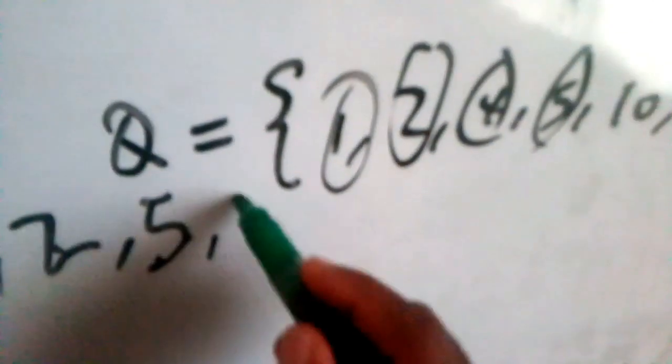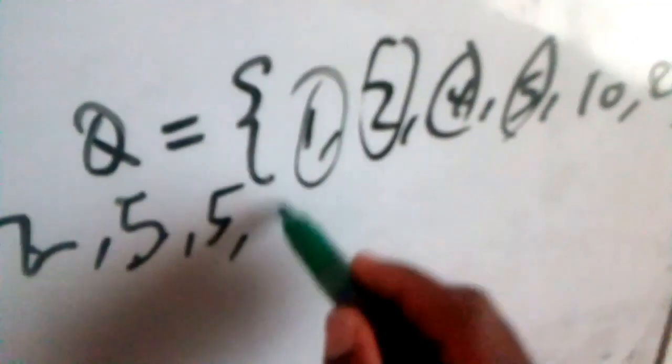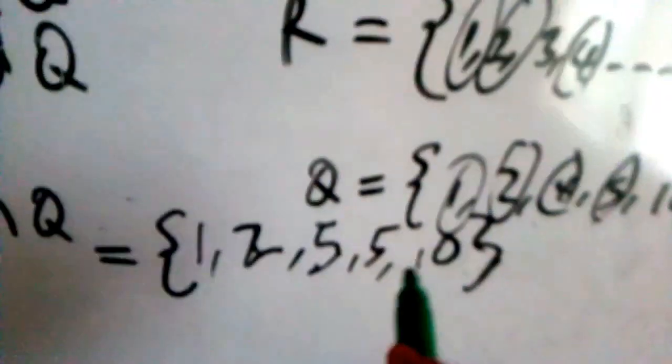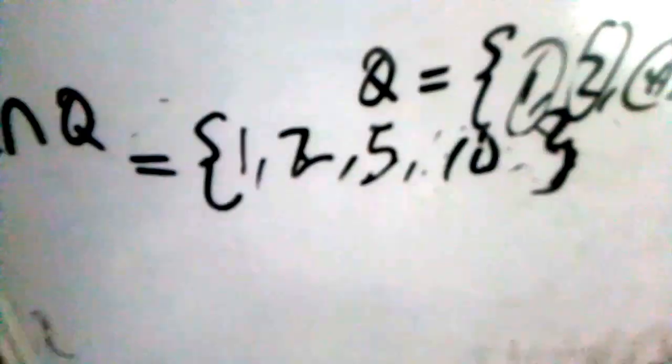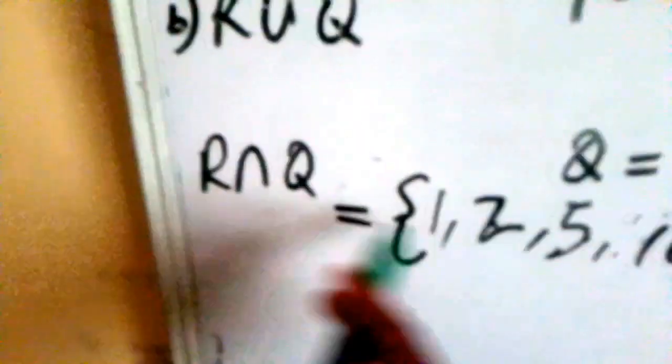If we continue this list, we see 5 is part of it. We continue, we see 10 is part of it. And that's the last number that is an element of the set. So R intersection Q has the elements 1, 2, 5. We cannot repeat the 5 twice, the elements can only be written once. So 1, 2, 5, and 10. These are the members of R intersection Q.